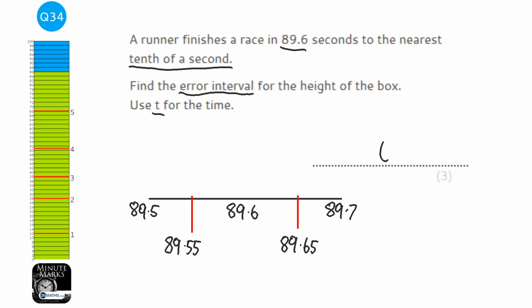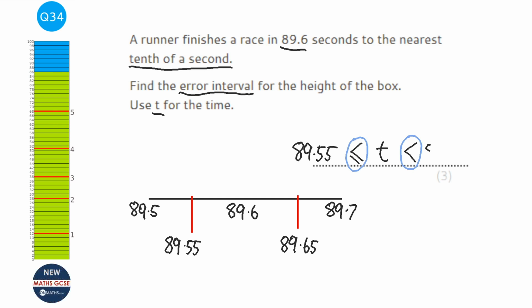So we put t in the middle, then we put the greater than sign on the left hand side, and then just the normal inequality on the right hand side. Now these two signs here will always be the same. Okay, so when you're asked to do an error interval, it's that way around. So we're going to do our 89.55 on the left hand side and 89.65 on the right hand side.